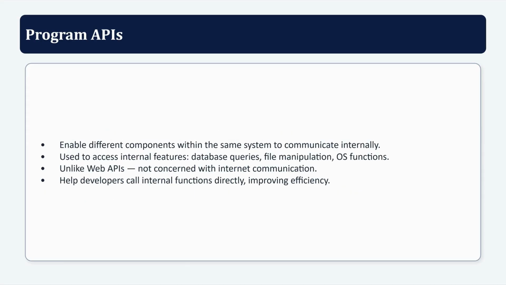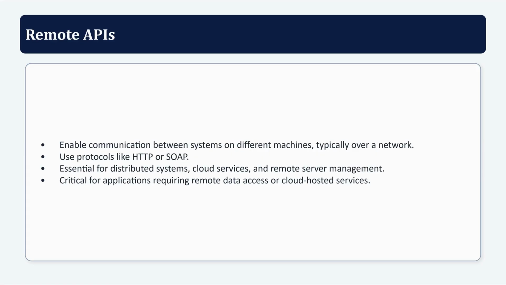Programming APIs enable different components within the same system to communicate internally. They're used to access internal features like database queries, file manipulations, and OS functions, and unlike web APIs, they're not concerned with internet communication. This helps developers call internal functions directly and improves efficiency.